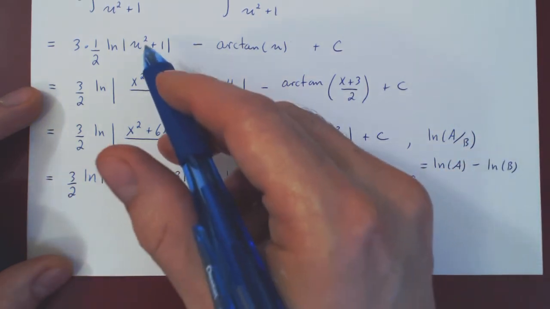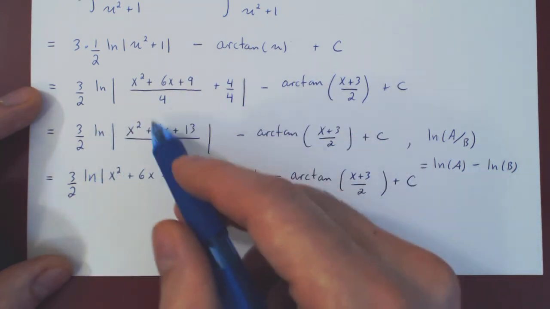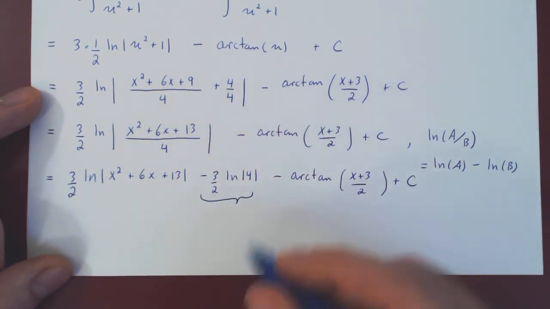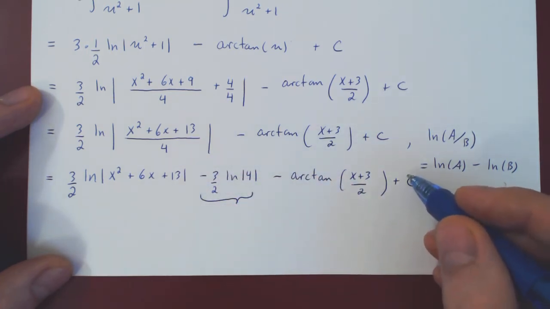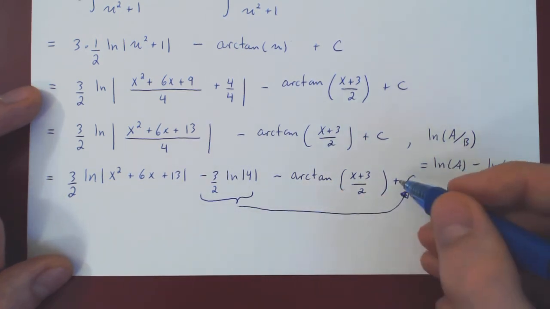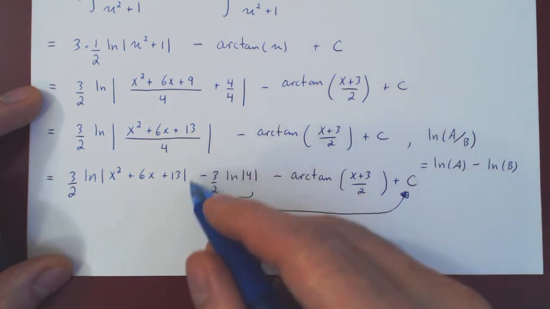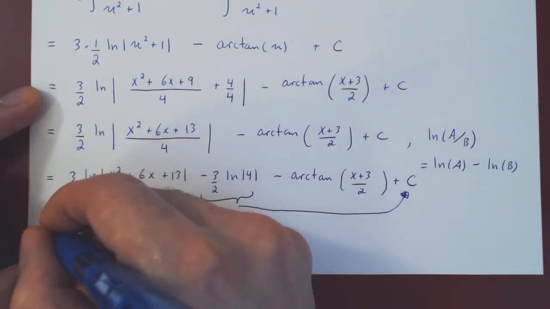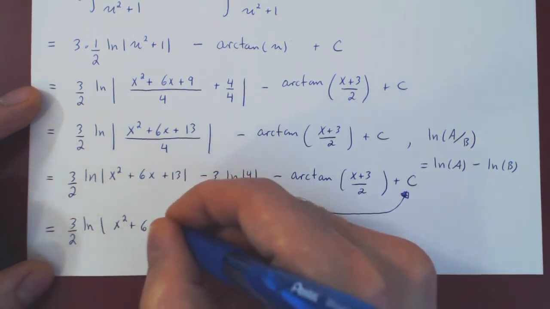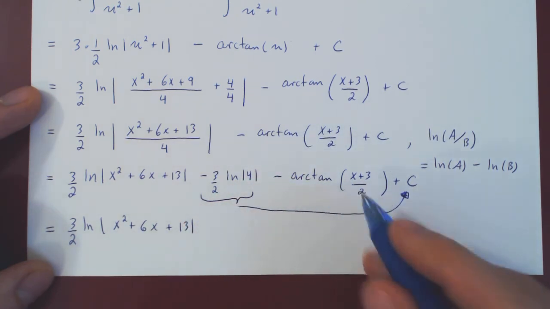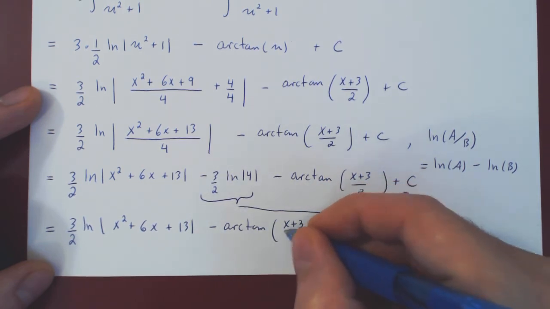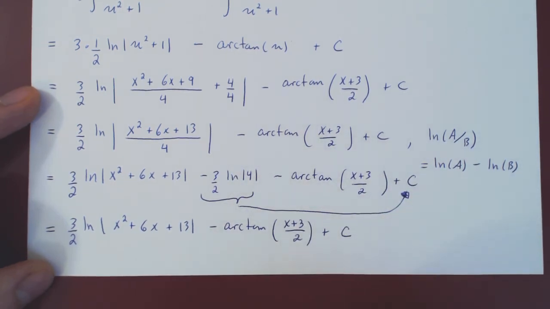So why did I do this? Why did I first rewrite 1 as 4 over 4, and then split up the ln of a quotient into a difference of logs? Well, if you think of it, negative 3/2 ln of 4 is just a constant. But as c is an arbitrary constant, this term can be absorbed into c. Because as c is an arbitrary constant, c plus any other constant is also an arbitrary constant. So in the end, we can have, as our final answer, 3 over 2 times the ln of x squared plus 6x plus 13 minus the arctangent of x plus 3 over 2 plus an arbitrary constant of integration.